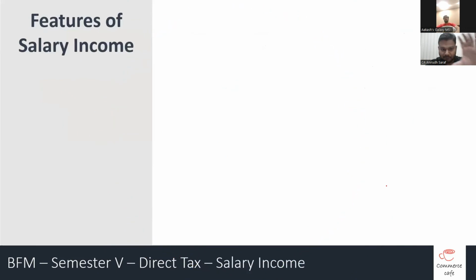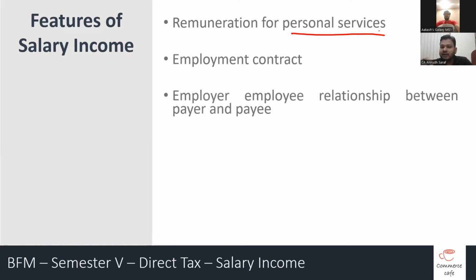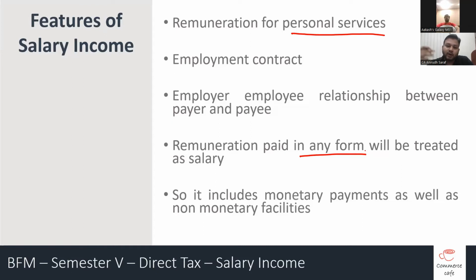Move ahead. From this discussion, what are the features of salary? First of all, it's a remuneration for personal services. It is not rent for a home, or interest on a loan or something. It is remuneration for personal services rendered. Second, employment contract and employer-employee relationship is a must. If this is not there, it is not salary income. Third, remuneration. If these conditions exist, then remuneration paid for the services in any form, the most important part here is in any form, will be treated as salary. So it may include monetary payments, that means payment in the form of cash, as well as non-monetary facilities, for example house, car, or use of company's assets, or maybe medical facilities, interest-free loan, and so many others.